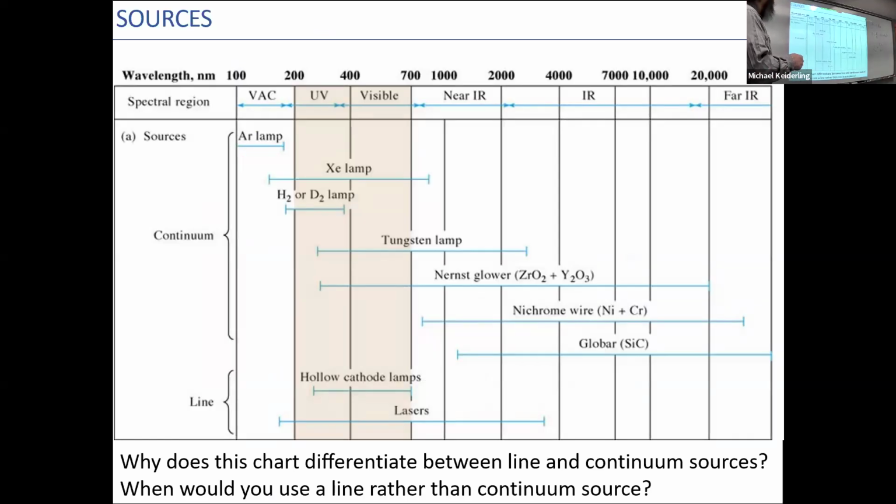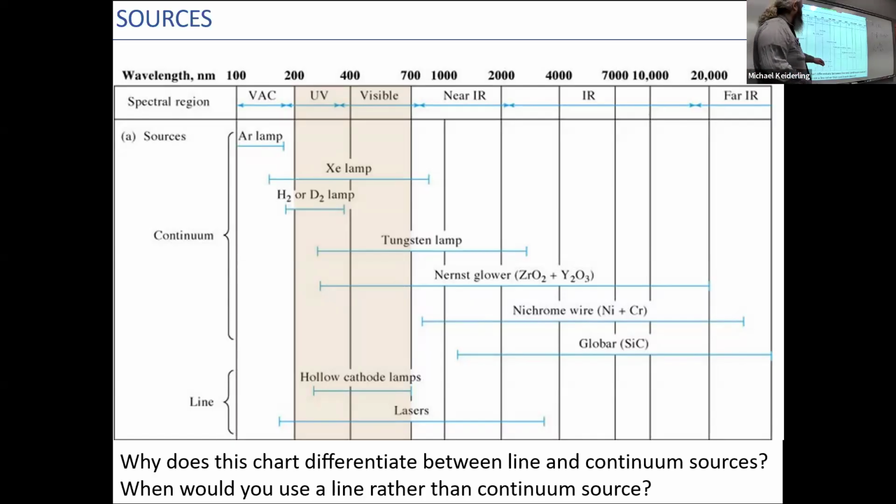You can use a xenon lamp, a hydrogen and deuterium lamp, a tungsten lamp, and then if you want to do visible down into IR, the Nernst glower. For IR stuff, you tend to use things like a nichrome wire or a glow bar as a source. And there are also line sources, which just output a single wavelength.